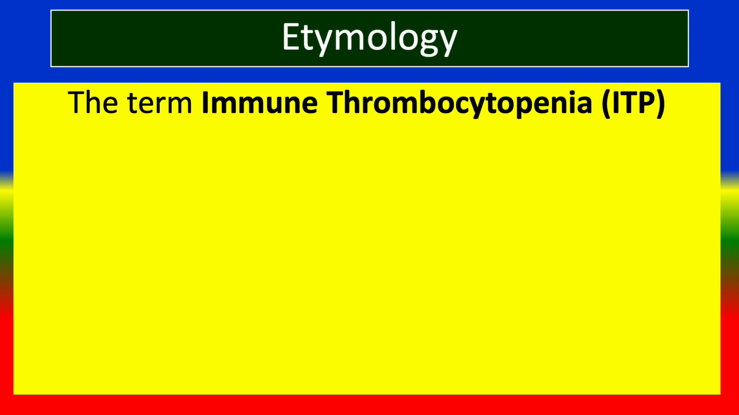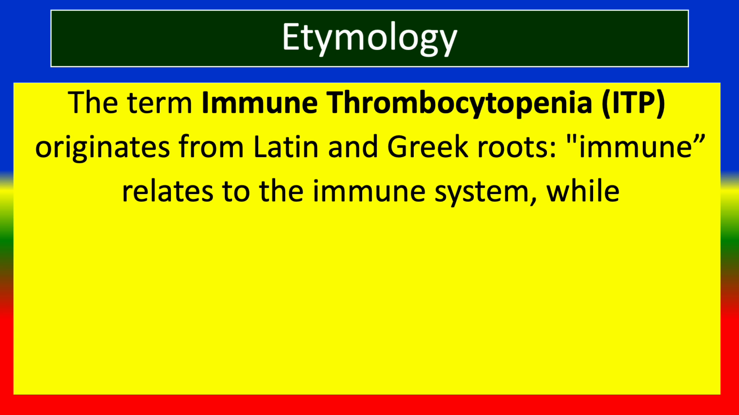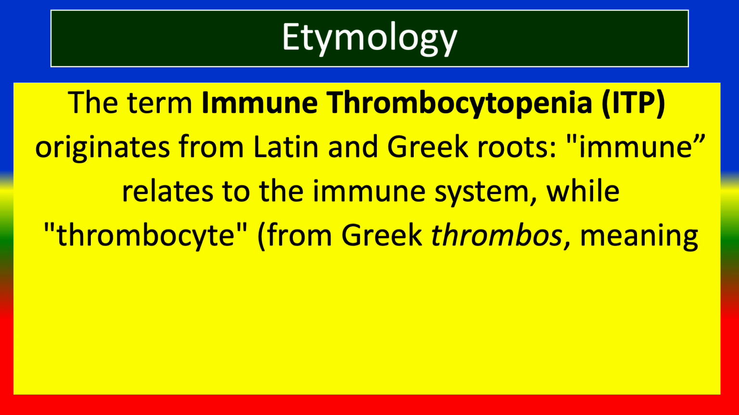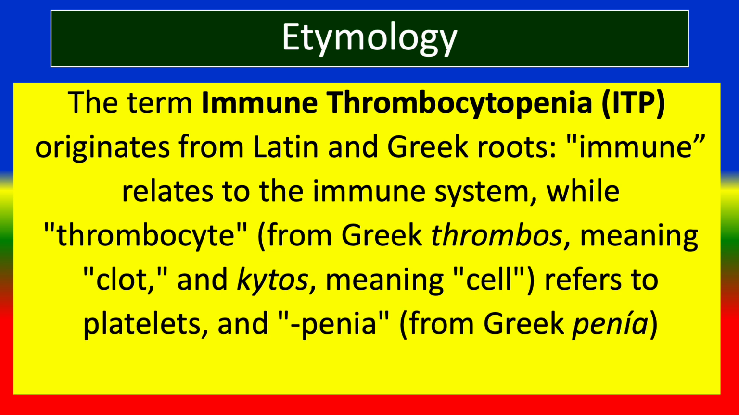The term immune thrombocytopenia (ITP) originates from Latin and Greek roots. Immune relates to the immune system, while thrombocytes, from Greek thrombos meaning clot and kytos meaning cell, refers to platelets, and penia, from Greek pene, signifies deficiency.